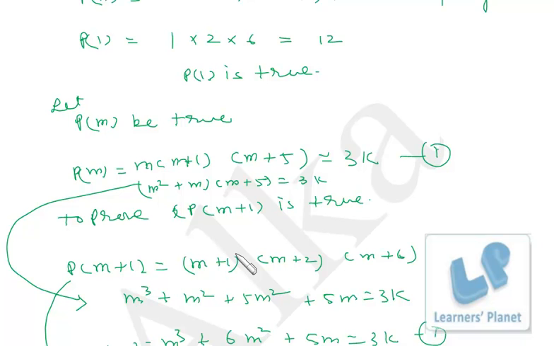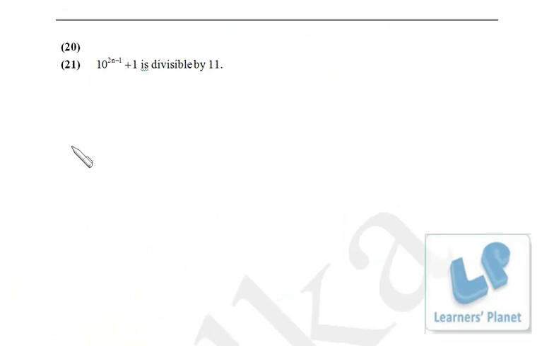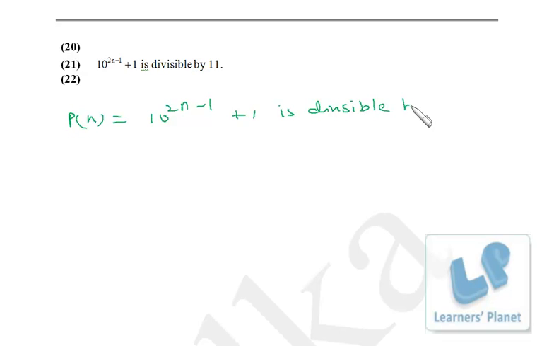Okay, so all of these are standard steps for all the problems of principle of mathematical induction. Let's take a few more. See this: 10 to the power 2n minus 1 plus 1 is divisible by 11. Once again same thing, the first statement: Pn is 10 to the power 2n minus 1 plus 1 is divisible by 11. So first step, P1 is 10 to the power 2 minus 1 plus 1, that is 10 plus 1, that is 11. So P1 is true.